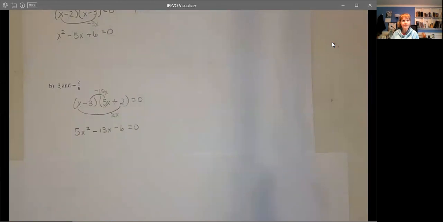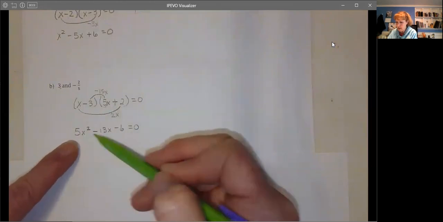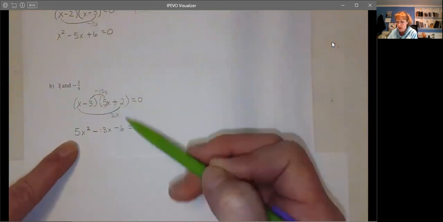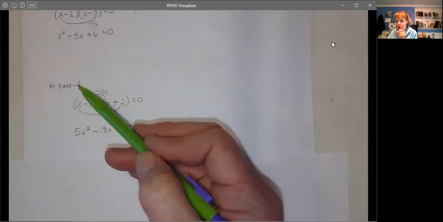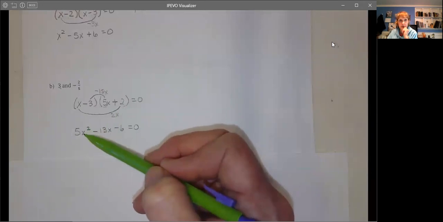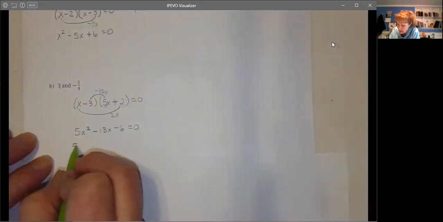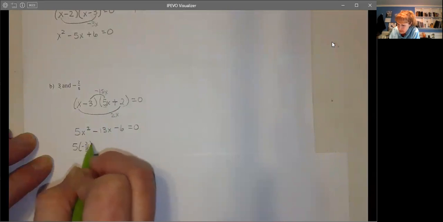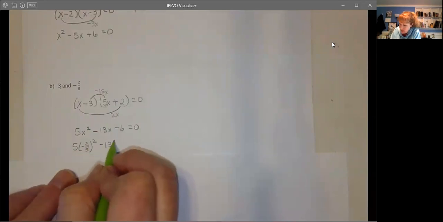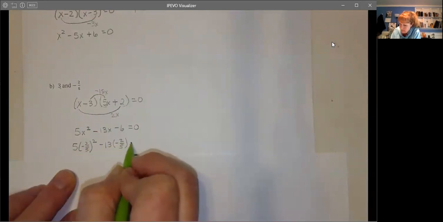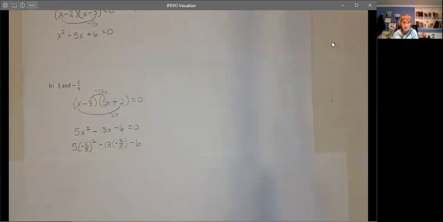There's your equation. So now to check your equation, put 3 in for both of the x's, and you should get 0. And then put in the negative 2/5. Listen, when you substitute in the negative 2/5, you must use parentheses around it. So when you put that in, the squared is outside the parentheses, obviously, minus 13, and you should get 0 on your calculator. You put those in right. Perfect.